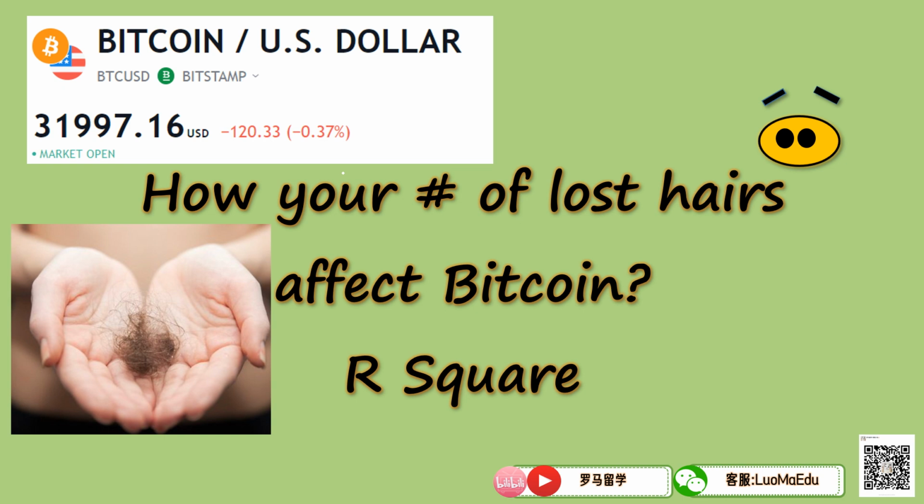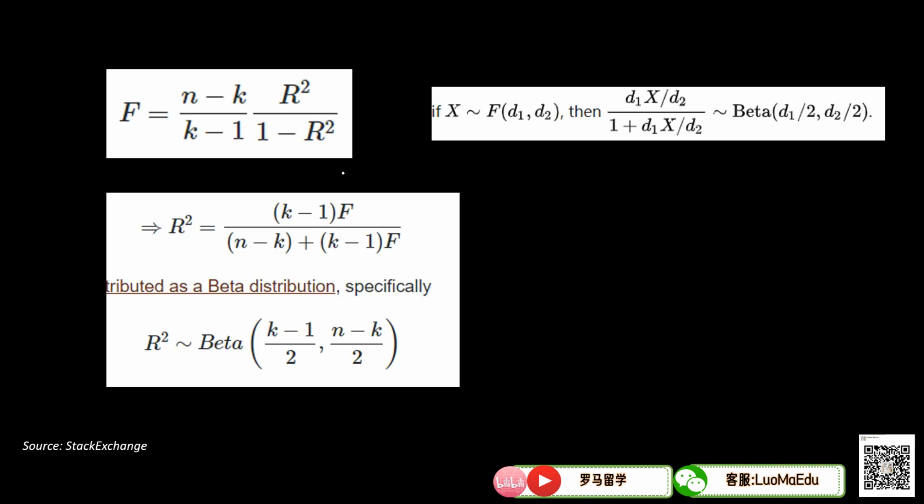This video is a little bit different from the previous video. I do not deduce the formula by myself, and I use the formula from Stack Exchange and Wikipedia. The basic idea that I want to solve this problem is to know if R square follows any existing distribution. If it has some existing distribution, it makes our problem easier. And this is from Wikipedia.